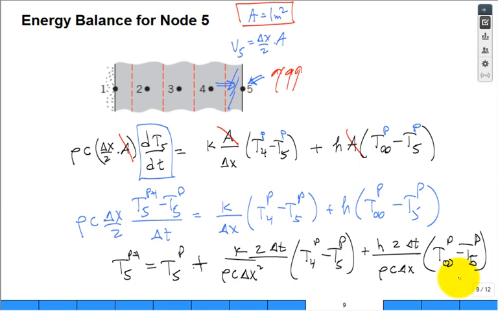I think I did it all right there. Did I make a mistake or not? Does it look okay? What is that first subscript at the top of the T5? P plus 1, yeah. So at the future time level, and it only depends on the values at the current time level, at the P level.